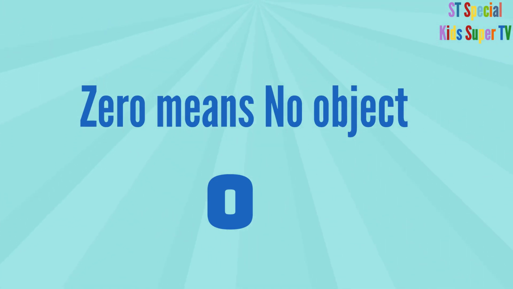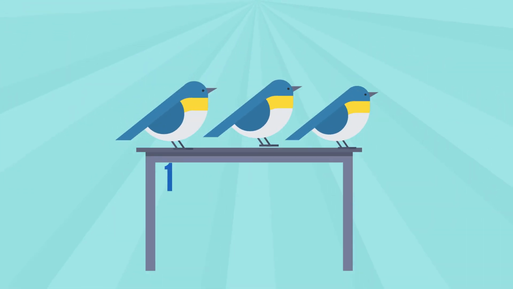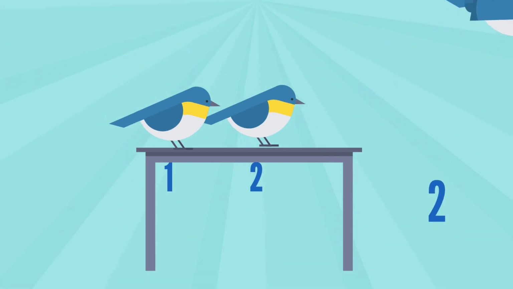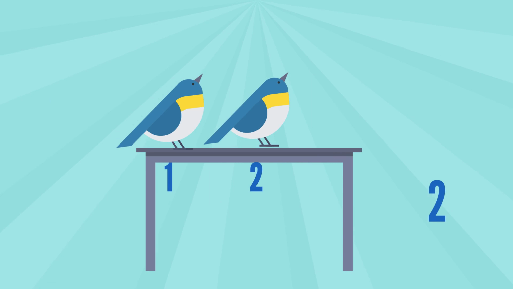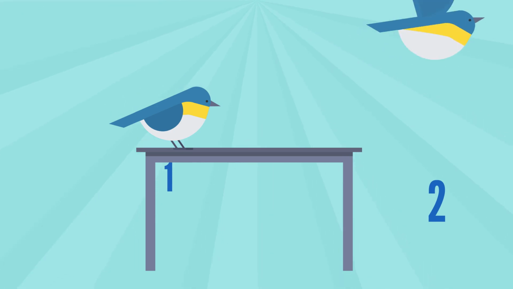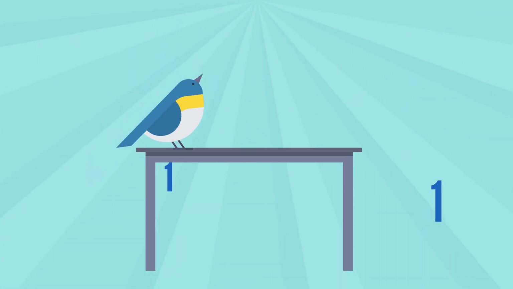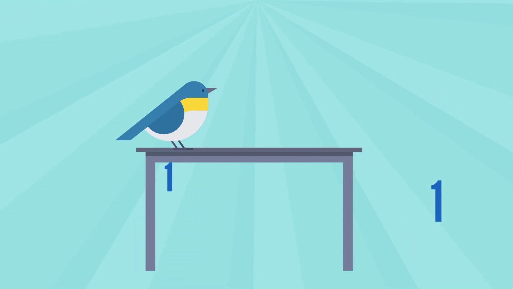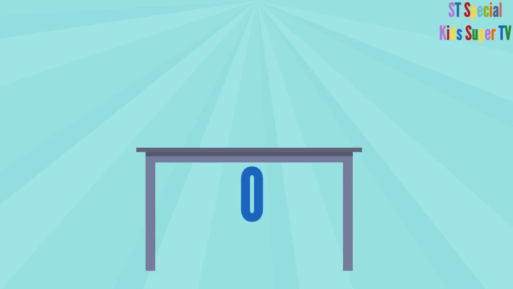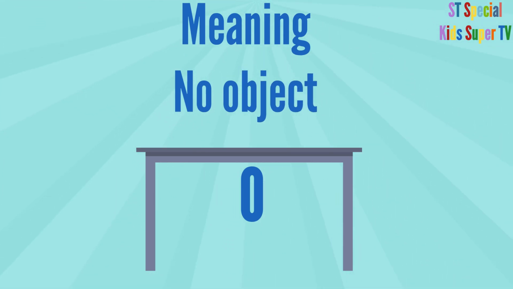0 means no object. For example, if we had 1, 2, 3 birds on the table, and one bird flies away, we'll have 2 birds left on the table. If the second bird flies away, we'll have 1 bird left on the table. If the last bird flies away, we'll have 0 birds on the table. That means no object.